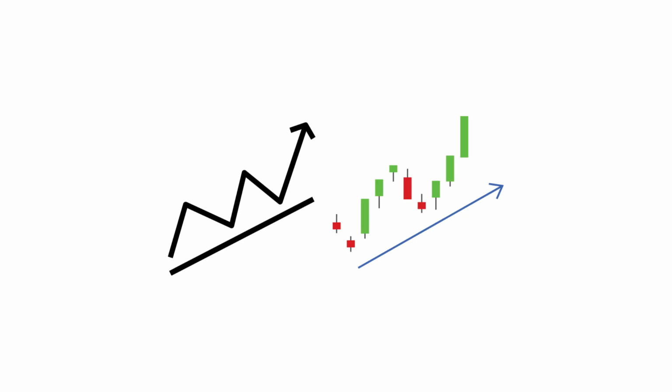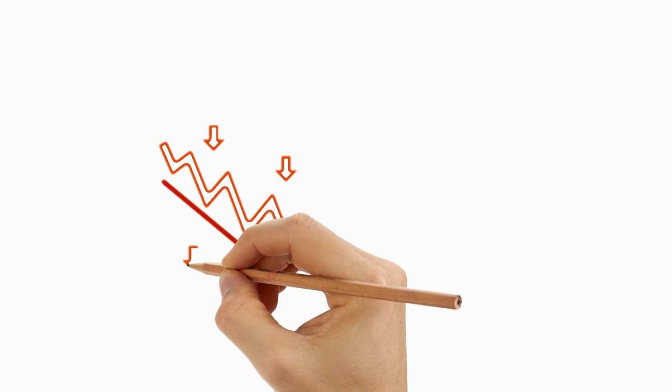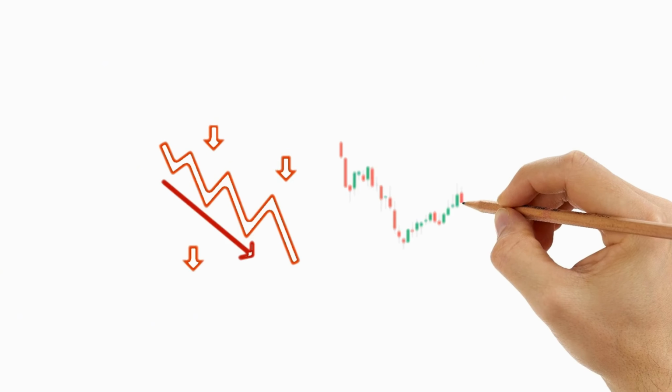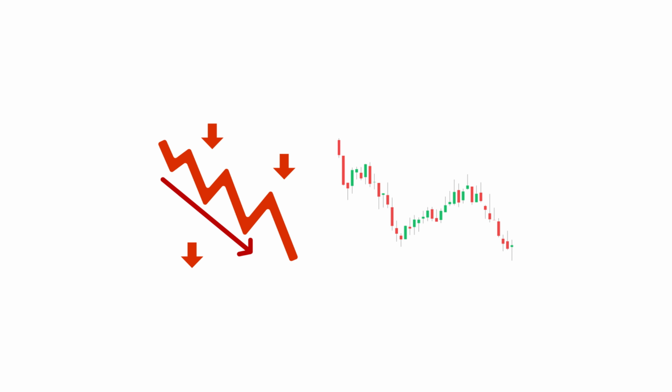Now let's discuss the downtrend and how to identify it. A downtrend is when the market is making lower highs and lower lows. Think of it like walking down a hill. Every step you take is lower than the last. On the chart, you'll see candles moving lower in a series of waves down, just like this. Now, in a downtrend, traders often look to sell on a rally or on a breakdown.